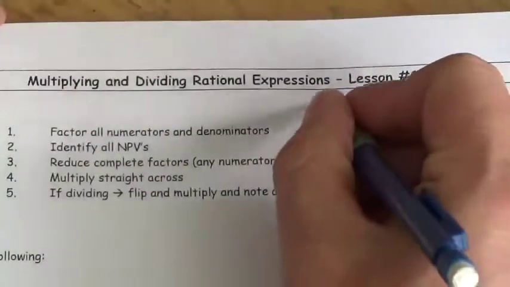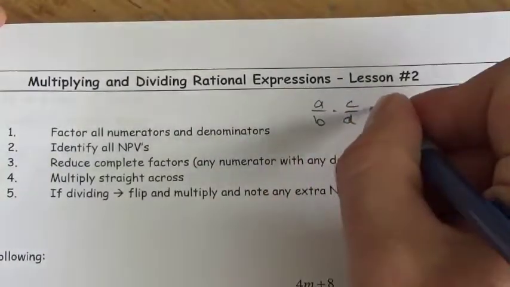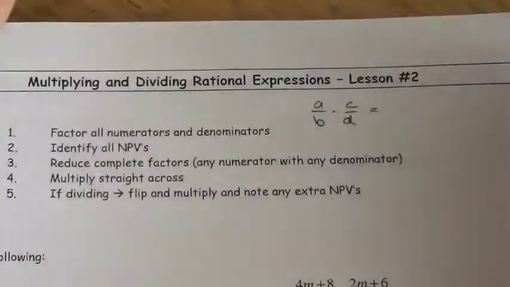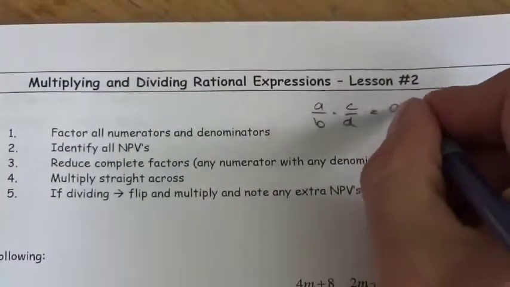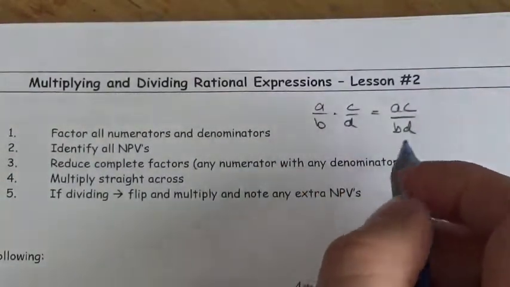So bear in mind, if I've got A over B, and I'm going to multiply it by C over D, remember that with multiplication, you just go straight across. So essentially, we're just going to slide these things together. So AC over BD, we just write them together like that.